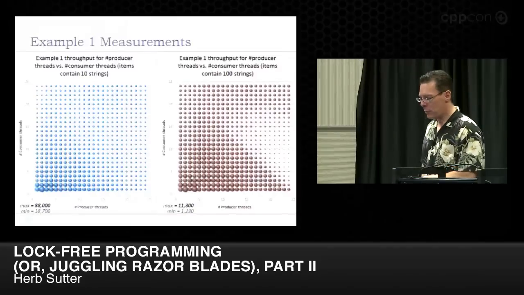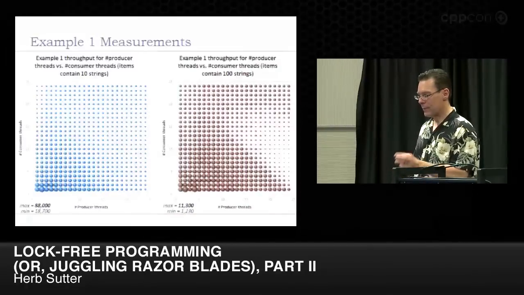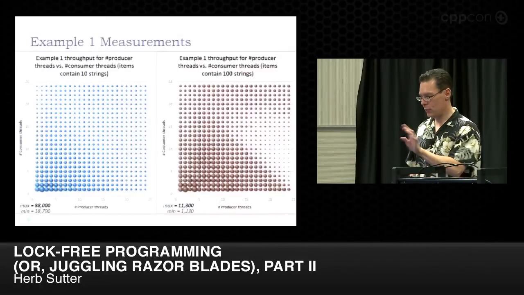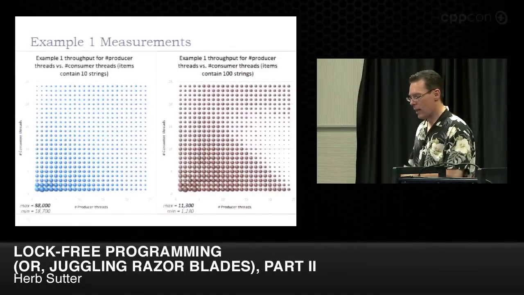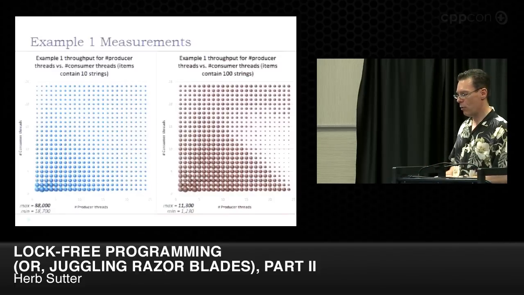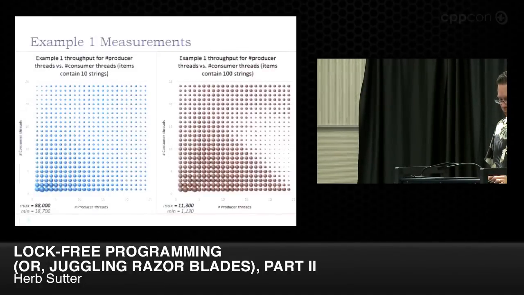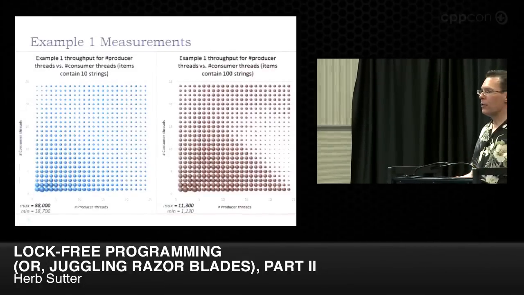You'll notice that the maximum throughput on the left-hand side for small objects is 88,000 objects per second. This is normalized per second. On the right-hand side, I'm getting only about 11,300 as a max for larger objects. And there's a few interesting things here. The scalability, how good is the scalability here?